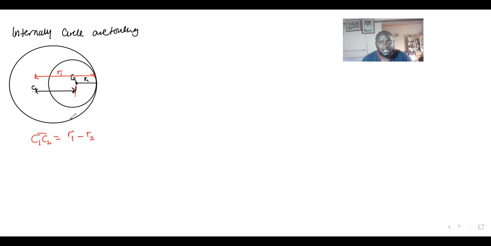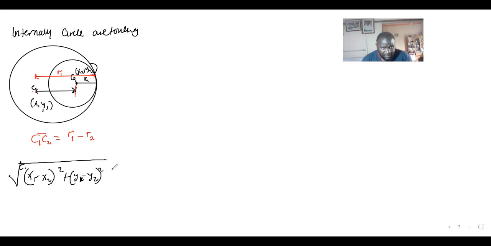That is why I've said the internal condition is that the distance between the centers is the difference between the big circle and the smaller circle, which of course you'll find using the same technique for C1C2. So C1C2 is the square root of, if this one is at x1, y1, this one can be at x2, y2, x1 minus x2 squared plus y1 minus y2 squared, is equal to the difference between the two radii, which is R1 minus R2.